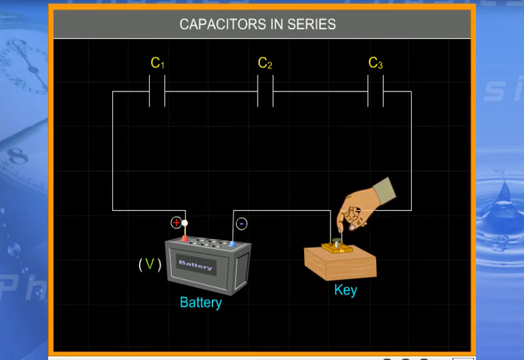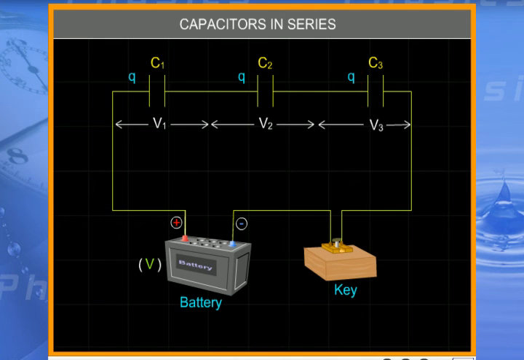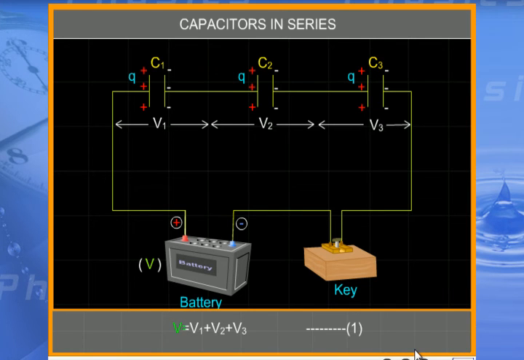Let V be the potential difference developed across the cell. Each capacitor carries the same amount of charge Q. Let V1, V2 and V3 be the potential differences across the capacitors C1, C2 and C3. Thus, V is equal to V1 plus V2 plus V3. The potential difference across each capacitor is given as V1 is equal to Q by C1, V2 is equal to Q by C2 and V3 is equal to Q by C3.